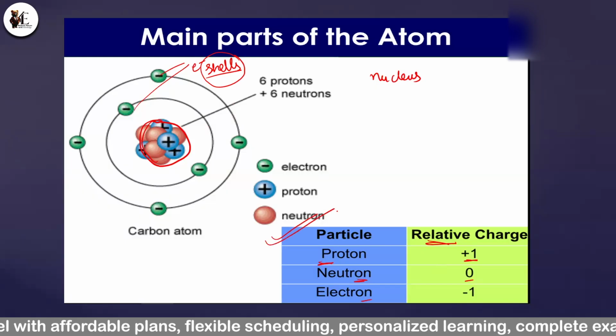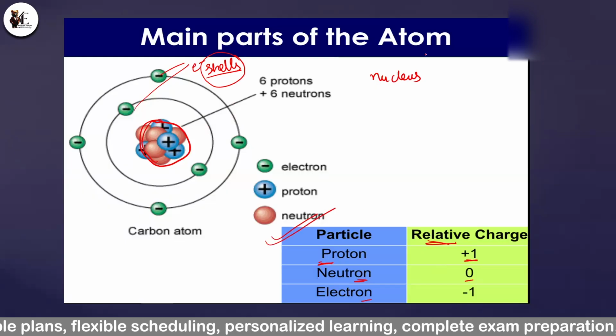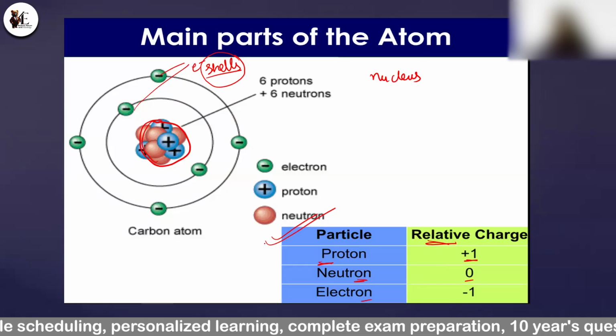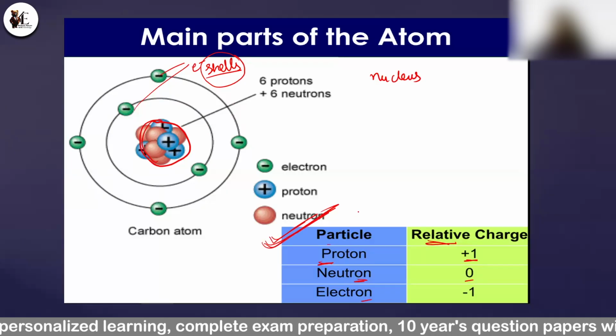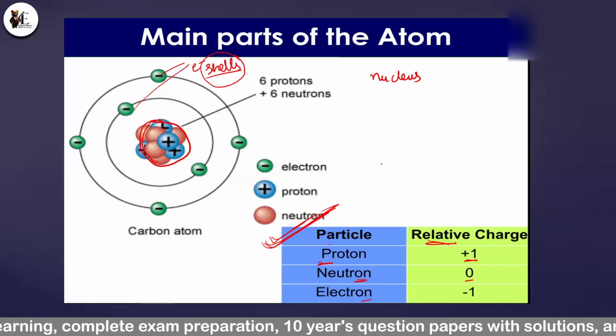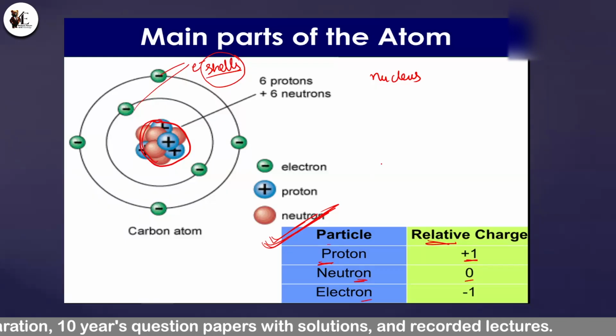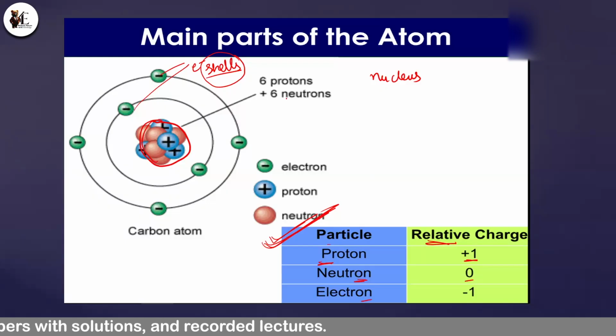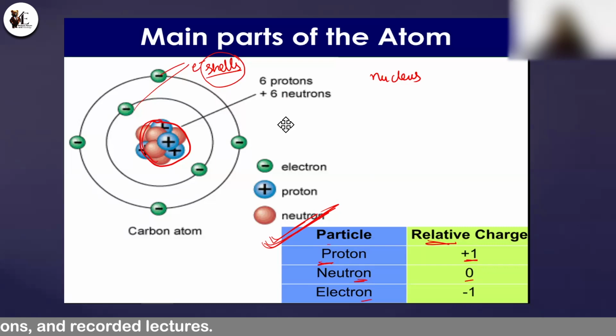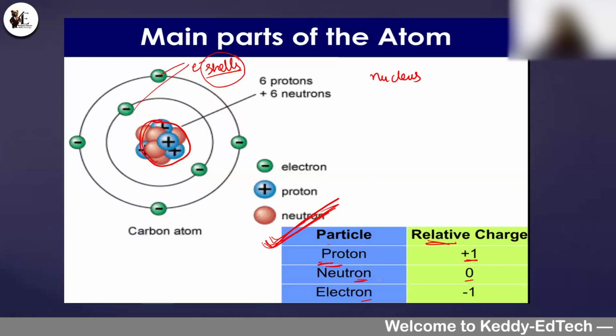Draw this table in your notebook, the relative charge of the particle. You can write down the whole slide so that it's easy for you. For now, I'm saying draw this table because it is easy for you to remember that the charge on the proton is +1, the charge on the neutron is 0, and the charge on the electron is -1.